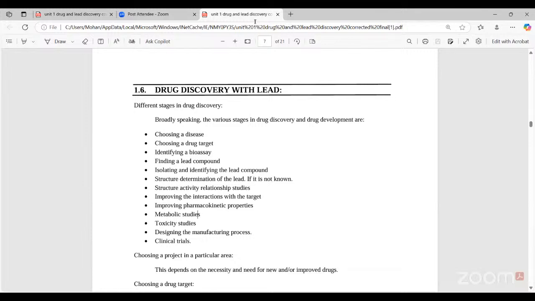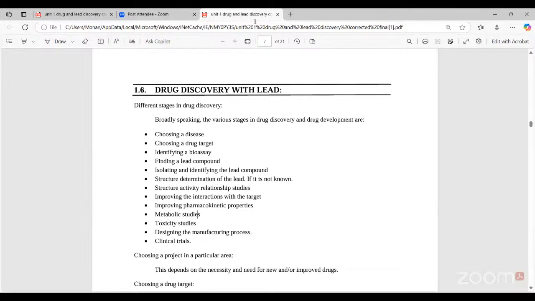So it must satisfy all these properties, the ADME properties: absorption, distribution, metabolism, and excretion. So, metabolic studies. We have first the drug compound which is under examination. It must have good absorption, then the distribution property, then the metabolic property. When it reaches the target and shows its action at the site of action, it must convert into a harmless, non-drug compound.